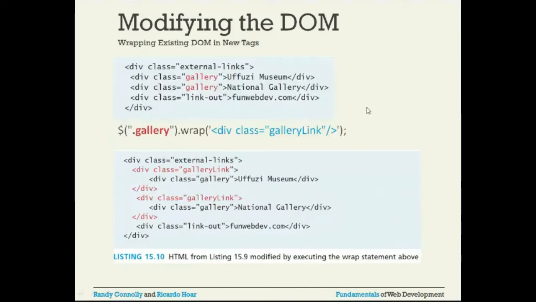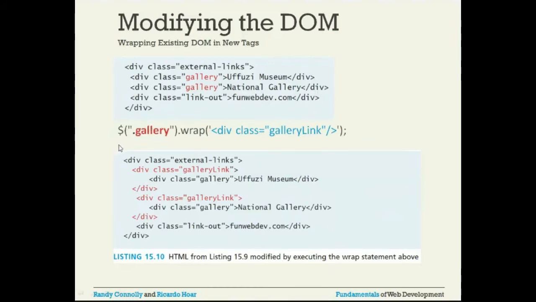Wrapping existing DOM in new tag. Suppose you want to wrap existing HTML, we can use the wrap method. Here is the example. We have a div, class external links. Inside there are three divs: class gallery, and this is the content, closing div; class gallery, national gallery, closing div; class link out, and HTML content is there, closing div.